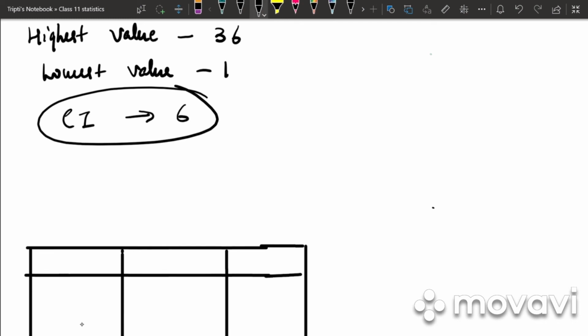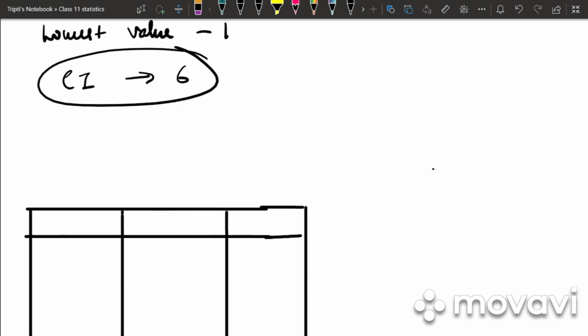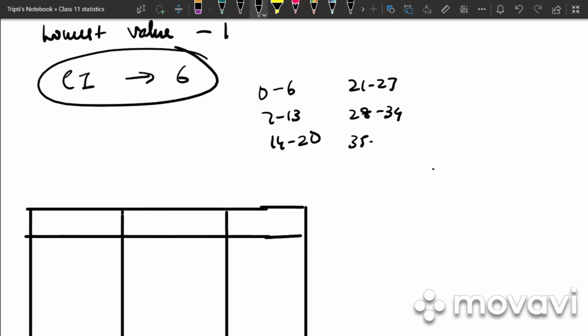0, 1, 2, 3, 4, 5, 6. There are 7 numbers. Then from 7 to 13 there are again 7 numbers. The width of each class interval will be 7 and it cannot be less or more than 7. So our initial class interval will be 0 to 6. Then we have 7 to 13. Then we have 14 to 20, 21 to 27, 28 to 34, 35 to 41. So how many class intervals do we have? 1, 2, 3, 4, 5 and 6. We cannot have more than 6 class intervals.